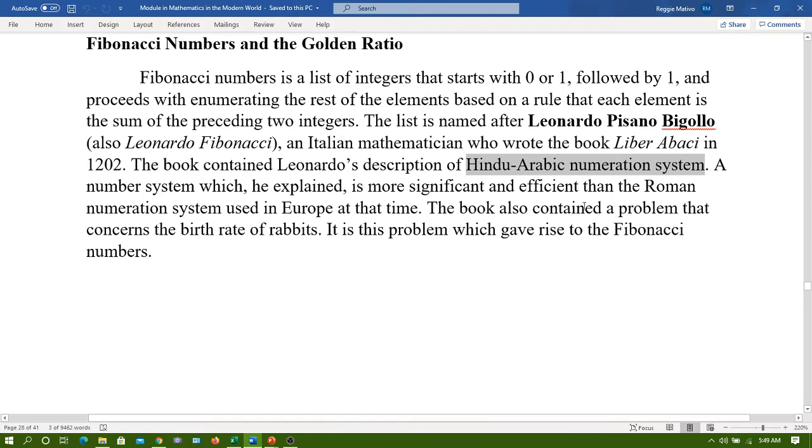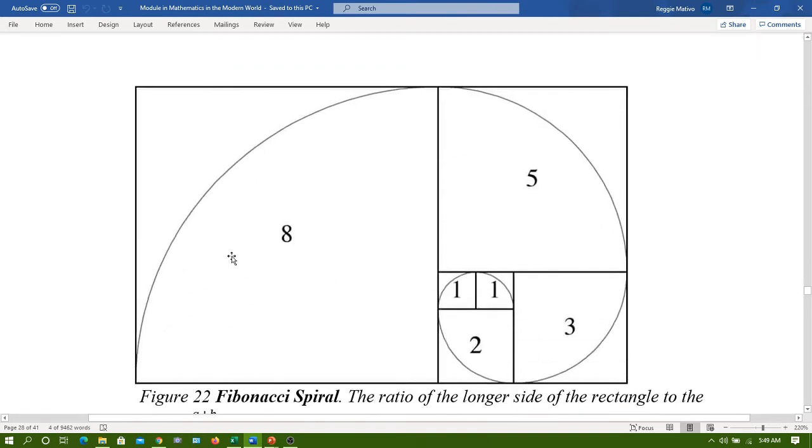The book also contained a problem that concerns the birth rate of rabbits. So this is common when it comes to Fibonacci sequence. So that concerns the birth rate of rabbits. It is this problem which gave rise to the Fibonacci numbers.